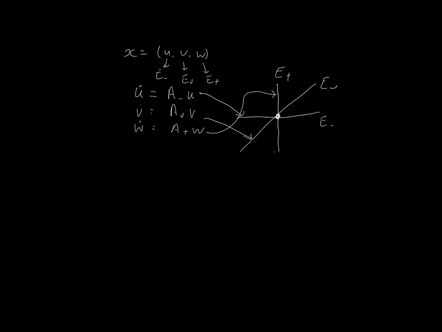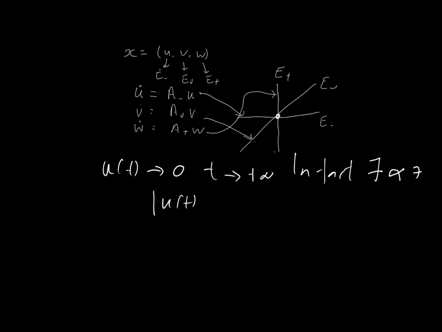So in particular, u of t is going to go to 0 as t goes to plus infinity. That's clear. And in fact, it will do so exponentially. In other words, there exists an alpha such that the magnitude of u of t is less than or equal to some constant times e to the alpha t, where alpha is negative and the constant c is positive.